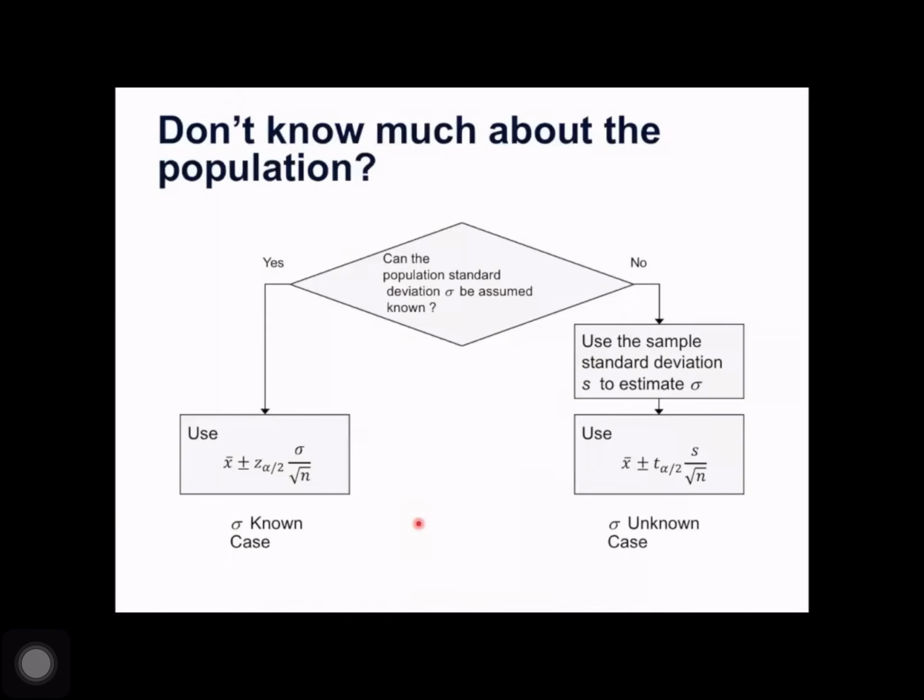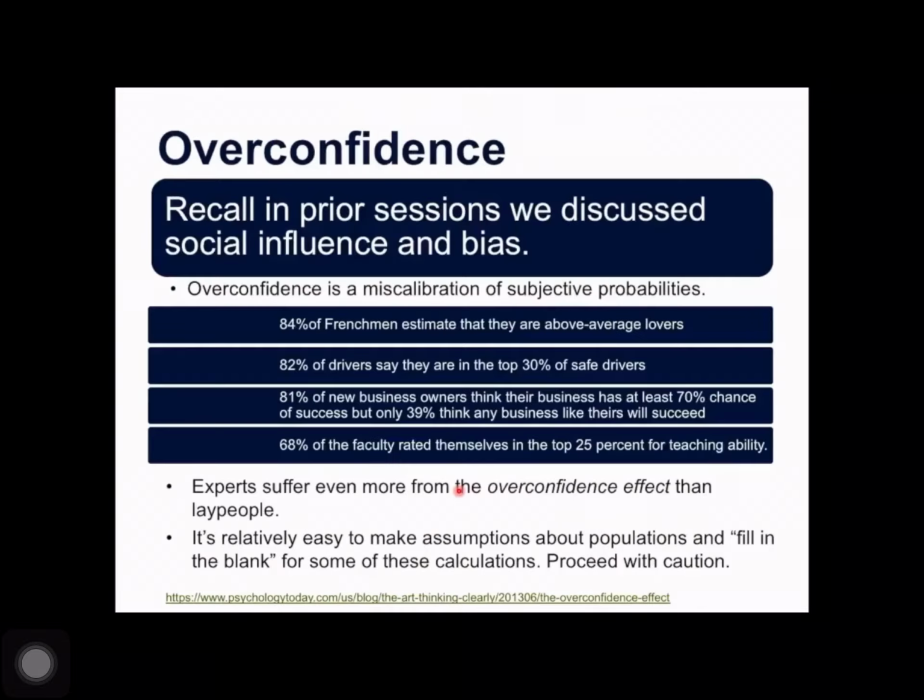Here is a little decision tree. If the population standard deviation is known, we're safe to use the z-score, z-tests, because we have a known case. But even if we don't know the population standard deviation, we would use the t-statistic, and we would use the sample to effectively estimate that, and that's what that formula was doing for us. But again, the stat package is going to do that. I doubt we're going to be calculating any of these by hand.